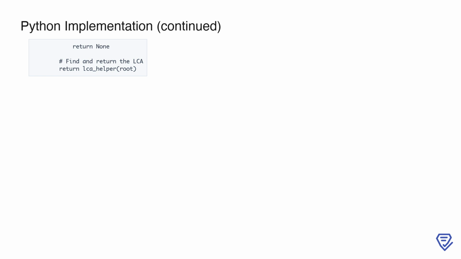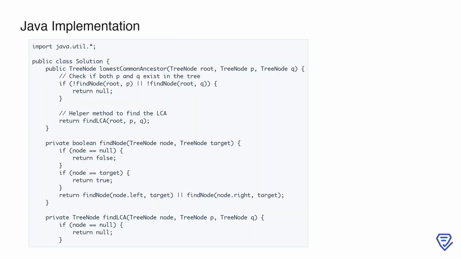This implementation ensures clarity and correctness by breaking the problem into smaller, reusable helper functions, and by validating the inputs before attempting the computation. Here, we begin by defining the main method lowestCommonAncestor, which takes in the root of the binary tree and the two nodes, P and Q, whose lowest common ancestor we want to find. The first step is to ensure that both P and Q actually exist in the tree. To do this, we use a helper method called findNode. If either P or Q is not found, the function immediately returns null. This ensures that we don't proceed with invalid inputs. Next, if both nodes are present, we call another helper function, findLCA, which performs the actual logic to determine the lowest common ancestor.